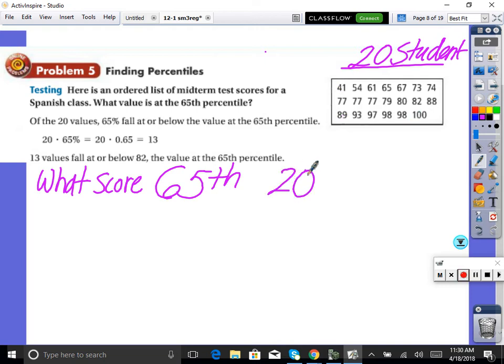So we would take 20 and times it by 0.65, which is 65%, correct? So how many values in do we have to go to get to the 65th percentile? 20 times 0.65 is 13. So the 13th score is the 65th percentile. 1, 2, 3, 4, 5, 6, 7, 8, 9, 10, 11, 12, 13. So at the score of 82, 65% of students scored at an 82 or lower.